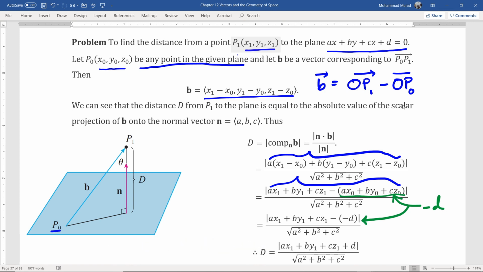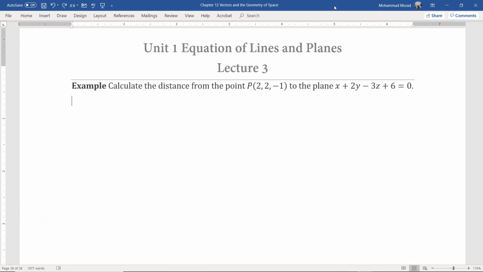Finally, we get the formula for the distance from a point P sub 1 to the plane with normal vector with components a, b, c. Let's have a look at an example. We want to calculate the distance from the point P with coordinates 2, 2, negative 1 to the plane given by the equation x plus 2y minus 3z plus 6 equals 0.